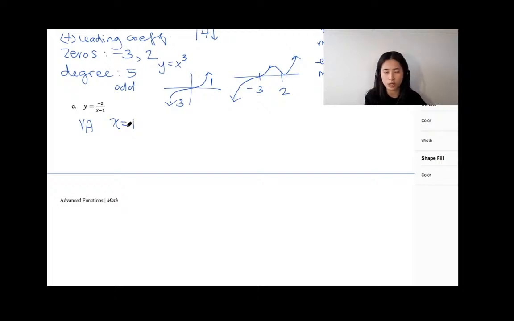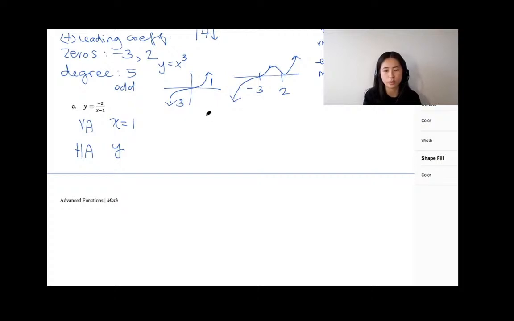And what about your horizontal asymptote? For the horizontal asymptote, you're now looking at y. But for y, you first have to figure out the degree of your numerator versus the degree of your denominator. Again, you have to assess whether the degree of your numerator is less than, equal to, or greater than the degree of your denominator.